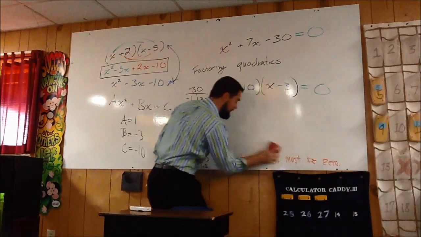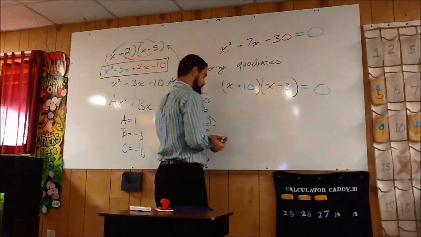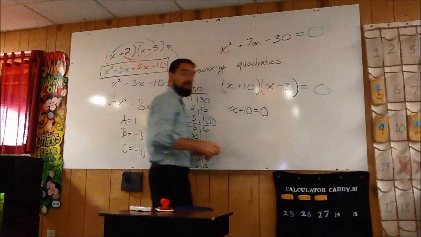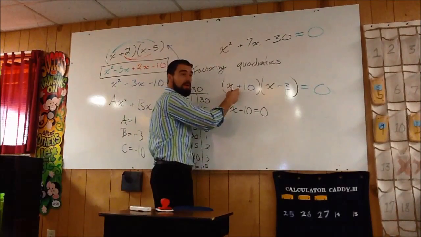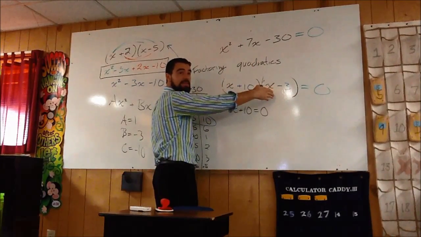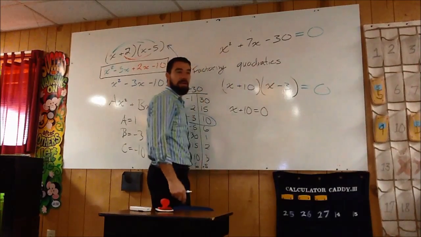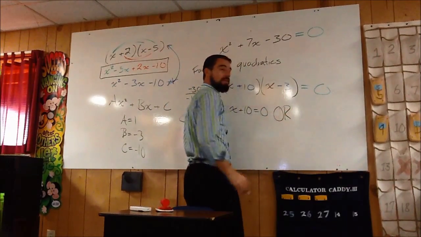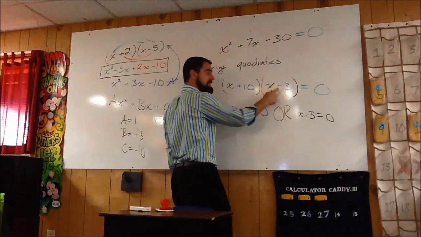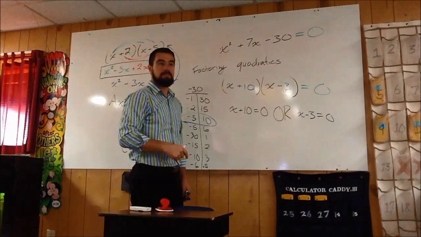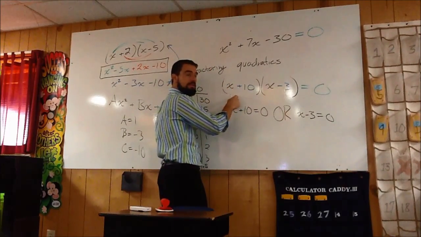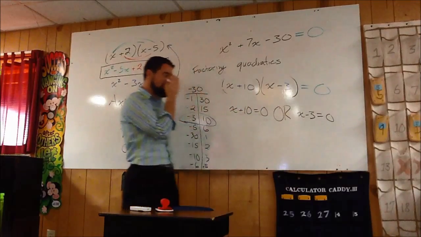So two things can happen. Either x plus 10 equals 0, because if this was 0, then 0 times anything, it does not matter what's in this set of parentheses, would be 0. Or this quantity in this set of parentheses has got to equal 0. Because if this equals 0, it does not matter what is in the other set of parentheses. 0 times anything is still 0.